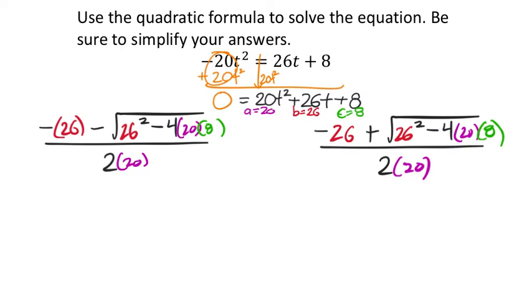All right, now we go to the calculator, and let's type this in. So I'm using n over d: negative 26 minus the square root of 26 squared minus 4 times 20 times 8, all over 2 times 20, enter. And this first one with the minus gives me negative 4/5. There, now that should work. You can plug this back into this original equation and see that it works.